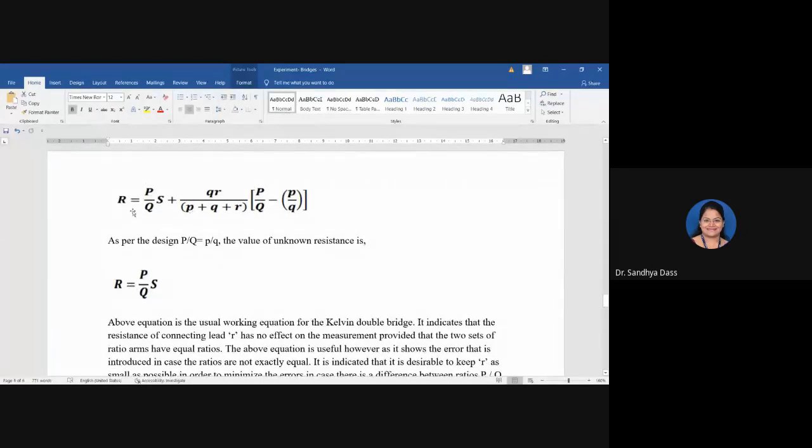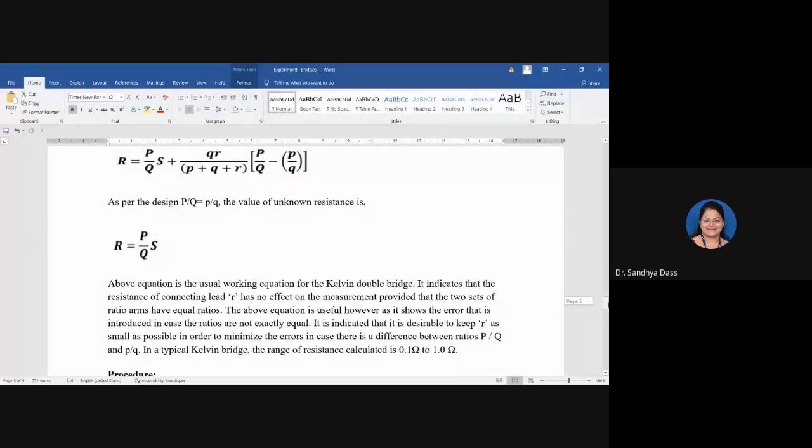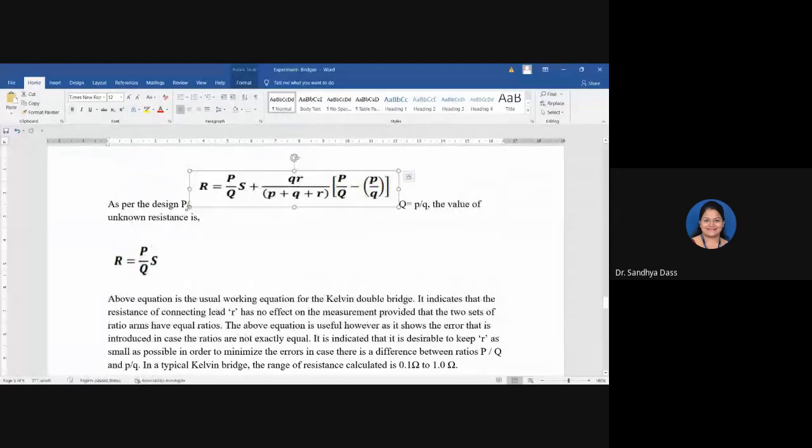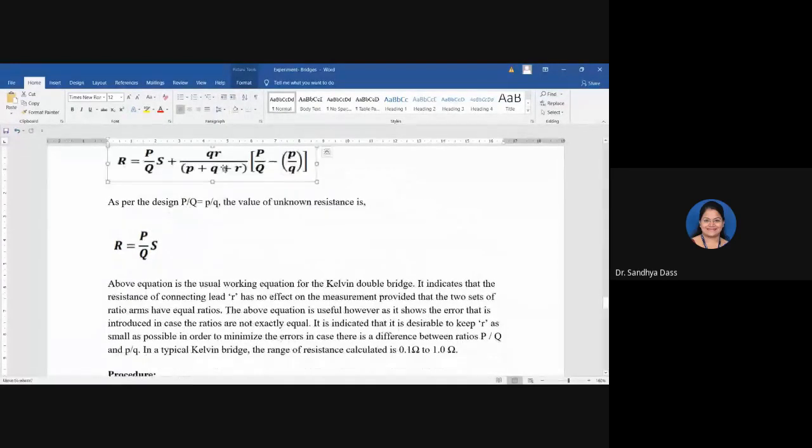All right, so I have shown here the final balance equation of the Kelvin bridge. You can go through the theory part in the networks course, or if you want, I'll provide it for you. So substituting the ratio capital P by capital Q equal to small p by small q in this balance equation, you will end up with R is equal to P by Q into S. So we will use this equation to measure the unknown resistance.